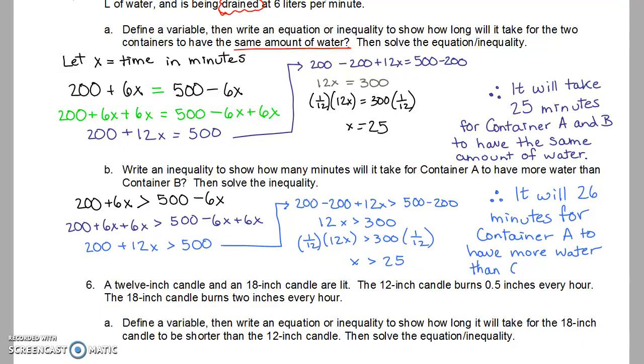What's important to recognize is how the question is phrased. If the question had been changed to say, how long will it be before container A has more water than container B, your answer would change, and you would have to write that it will take more than 25 minutes because you have to include 25 minutes and 10 seconds or 25 minutes and 20 seconds. But because the question specifically says how many minutes will it take for container A to have more water than container B, that will happen at minute 26.